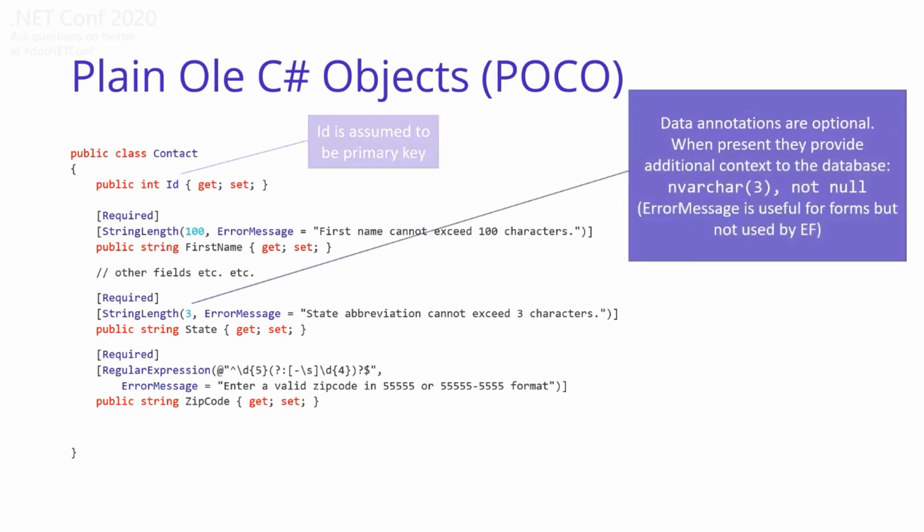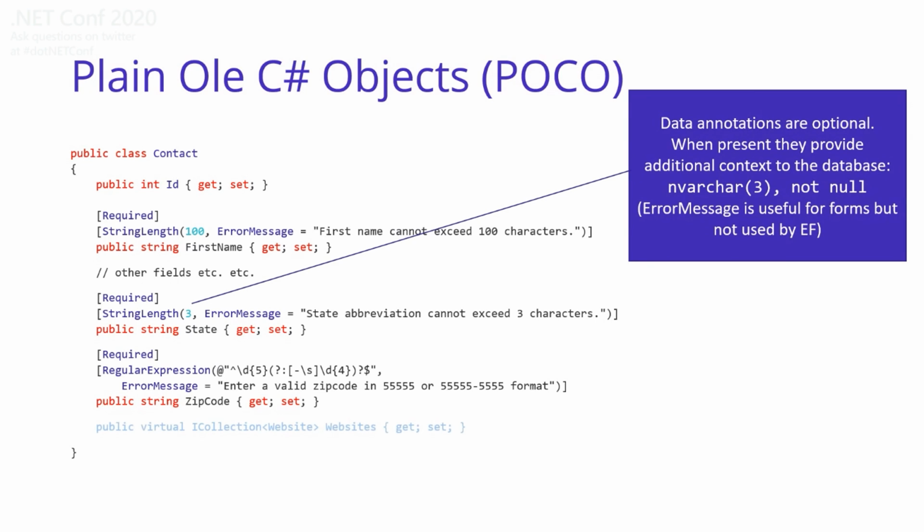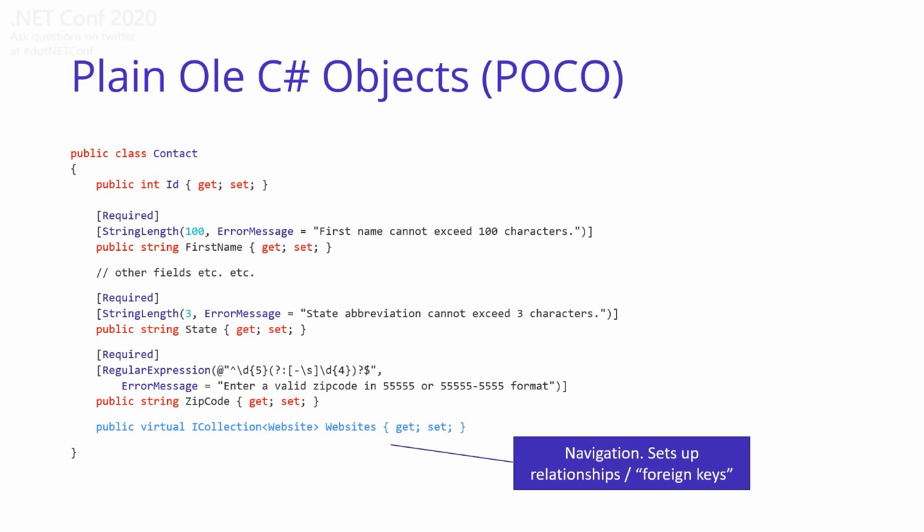Everything is configurable. Here we have data annotations. These are optional, but when they're present, if you're using Entity Framework Core to generate your database, it'll take hints from these. For example, the size of the column, whether or not the column is nullable or not. Now I've added what's called a navigation property. From this entity, I'm referencing a set of other entities. Entity Framework will automatically understand that this needs to set up a relationship to other entities.